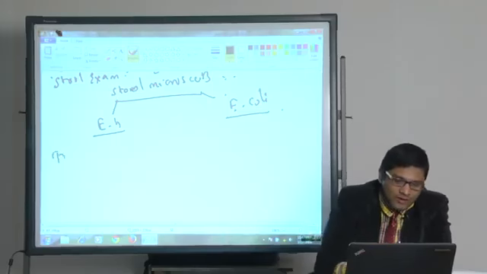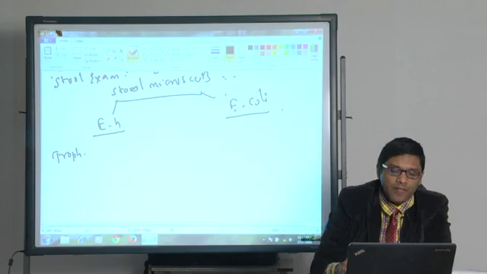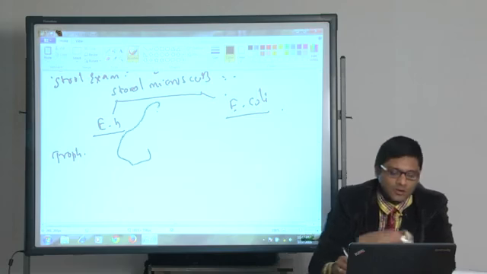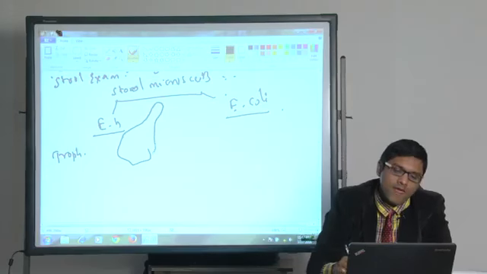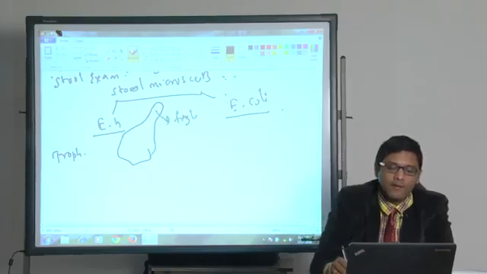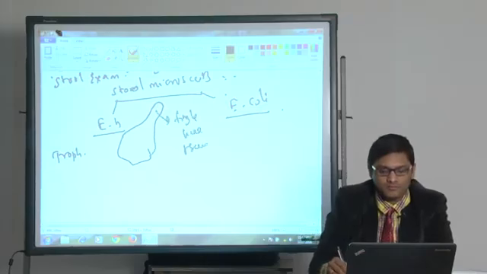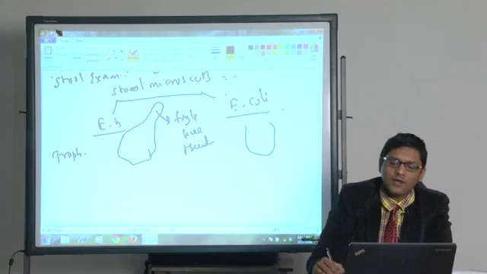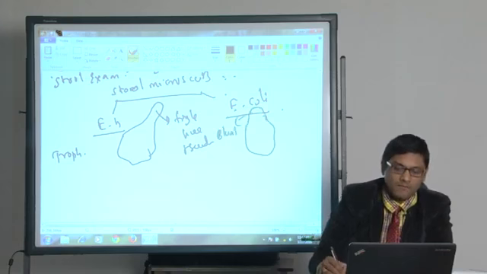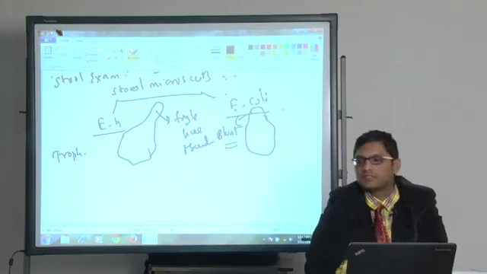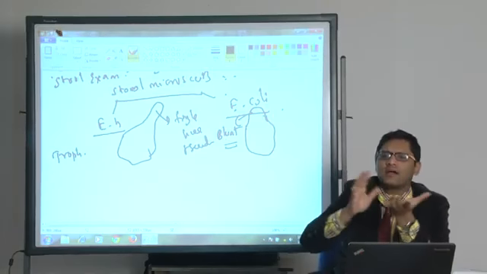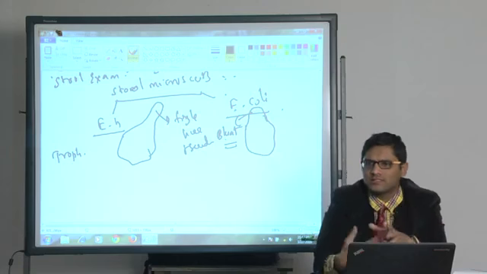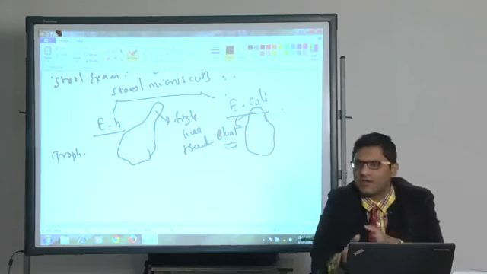So, the trophozoite of Entamoeba histolytica will have a finger like pseudopodia, whereas in the trophozoite of Entamoeba coli, the pseudopodia is blunt. This is one of the major differences. And please remember, trophozoite will not have any fixed shape. They are motile structures. They will frequently change their shape. So, any shape you can draw.